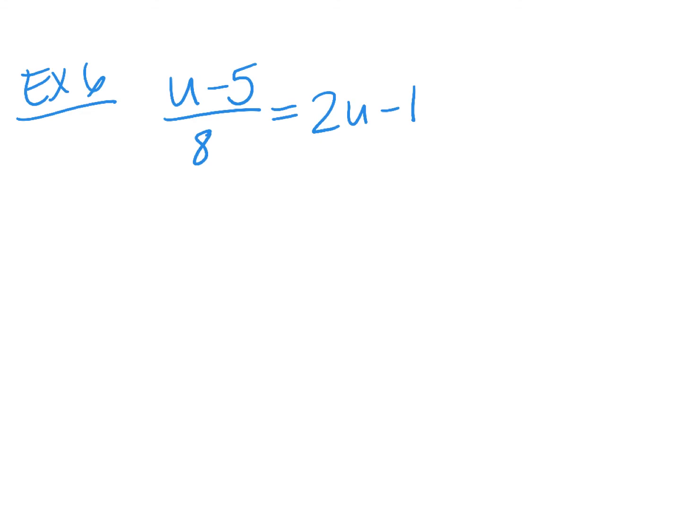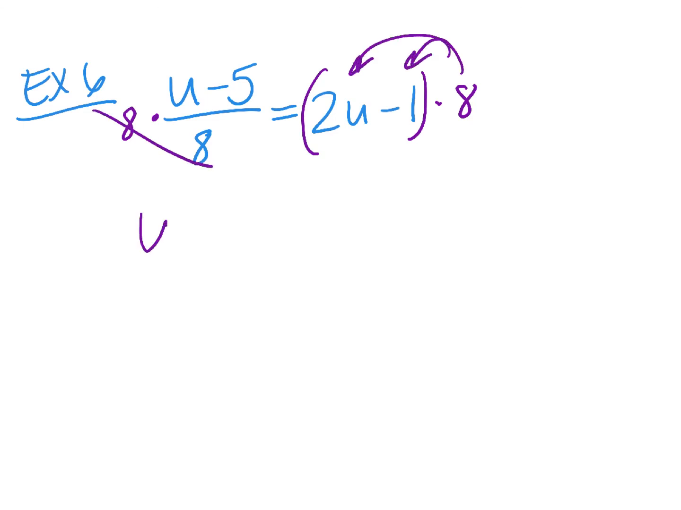Last one, this is example 6. If you want to try it on your own, you're more than welcome to pause the video after I finish writing the problem and then try it and check your work and see how you do. Or you can just stay on and see how I explain it. So we have to get rid of the fraction first. So we're going to times by 8 on both sides. Don't forget, you got to use those parentheses. We're going to have to distribute it. The 8's on the left cancel out. U minus 5 equals 16u minus 8.